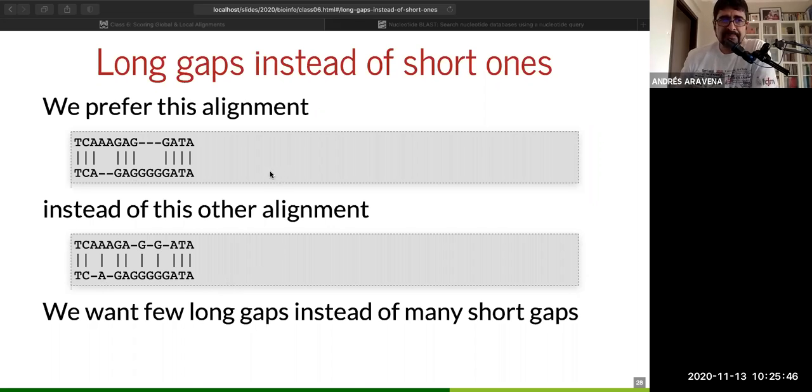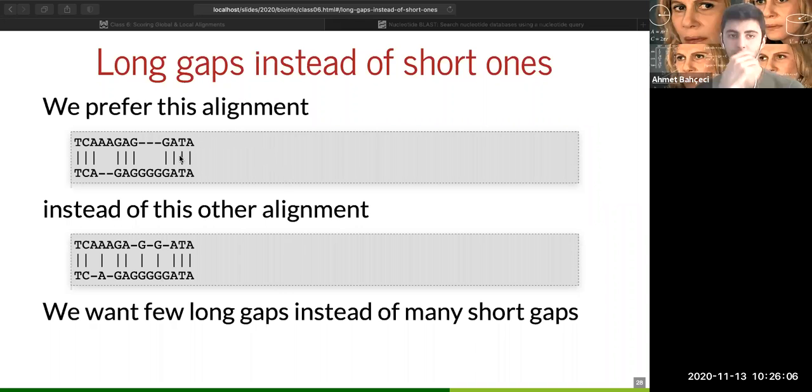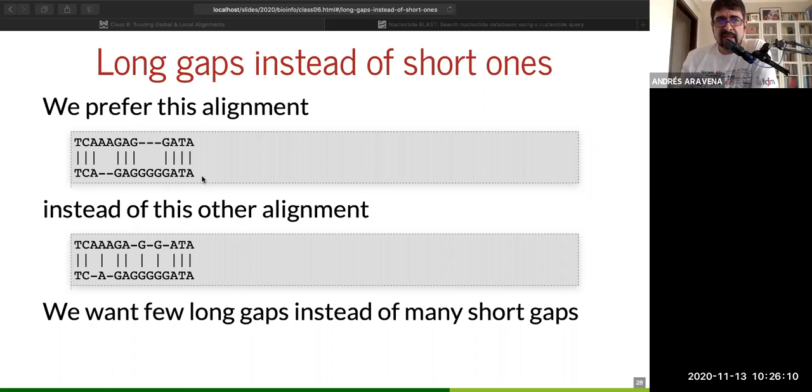Notice that here, in the way that we define the gaps, these two alignments have the same score. Yes? You have the same number of matches and the same number of gaps. We don't have mismatches here. And the number of gaps is the same in both cases. Do you agree? Yes. But biologically, the first alignment makes more sense than the second.